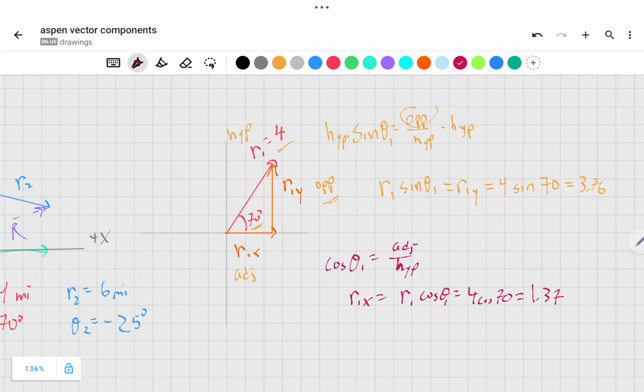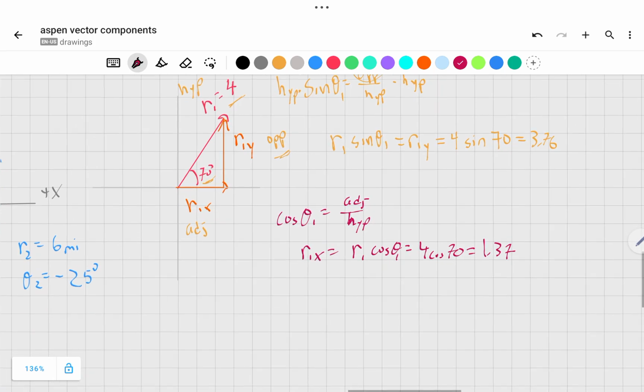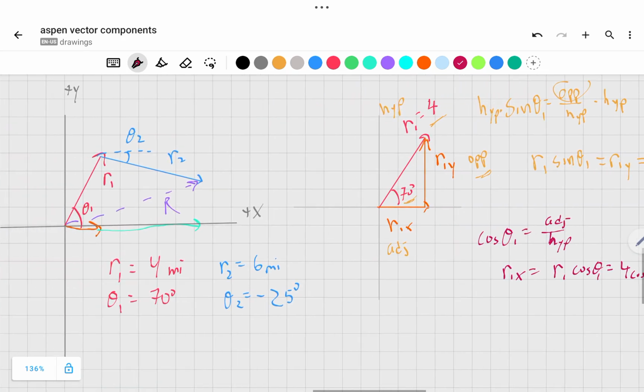Now you might be looking at this and saying, well, something is a little weird. Shouldn't these two components add up to be 4? No, they're not on the same axis as each other. You need to travel a greater distance if you're going just in x and y than if you just went in a straight line. Okay, I have my x and y components now for this first picture. Now I'm going to do another one for the second image.